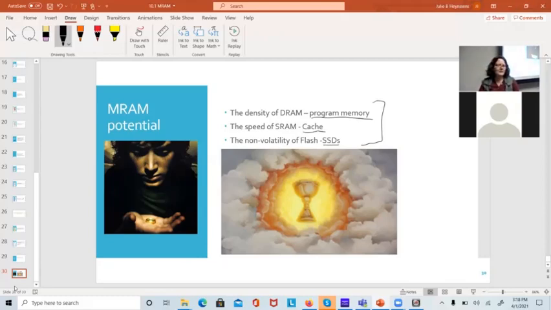I think the only thing that would make this slide better is if you just Photoshopped out the ring and had Frodo holding a memory chip. Yeah.